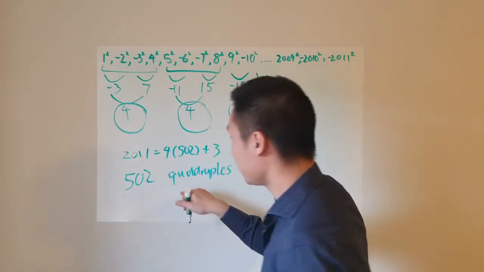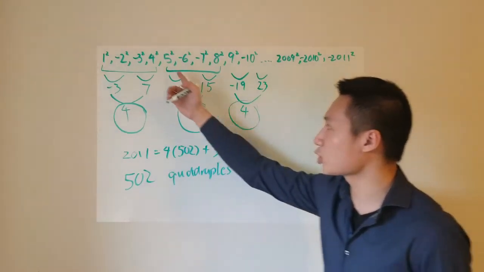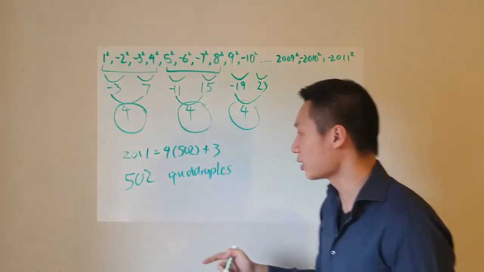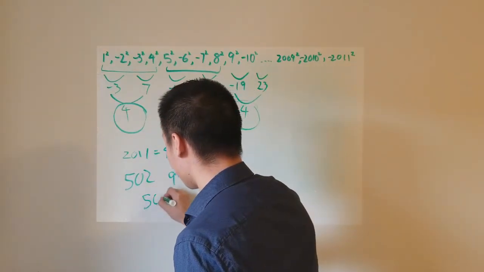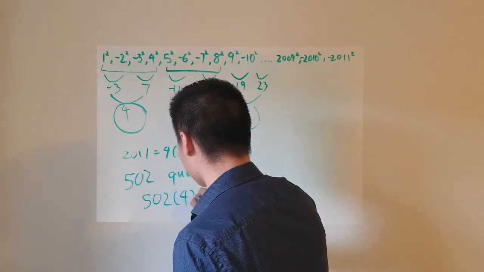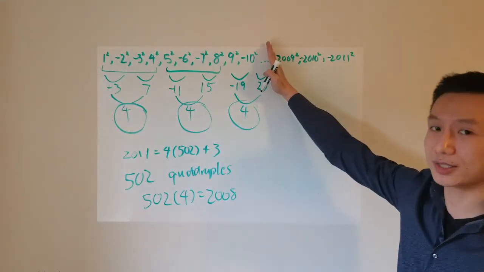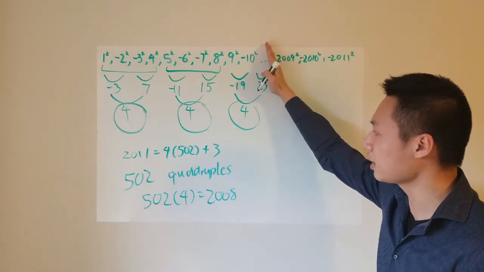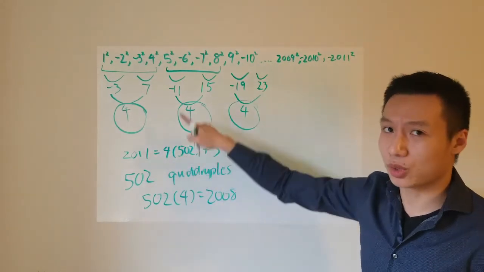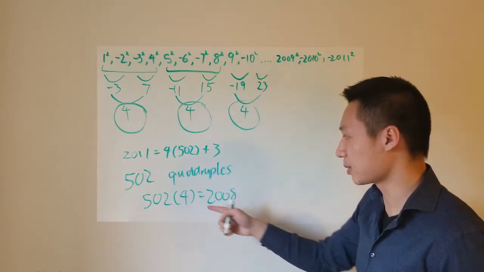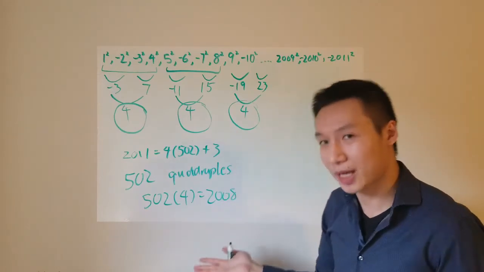And each quadruple sums up to 4. So 502 quadruples gives you 502 times 4, which is 2008. So we know that the sum of the first 2008 terms is basically 502 quadruples, and each quadruple sums up to 4. Therefore, the sum of the first 2008 terms is exactly 2008.